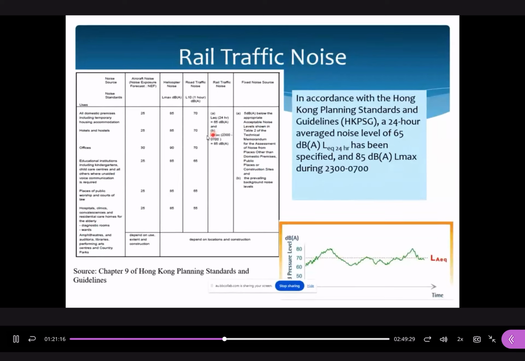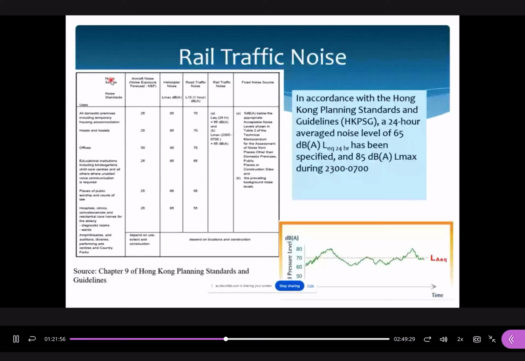Let us look at this figure. In the first two lectures, I just showed these two columns to you when I talked about the noise exposure forecast. Now, when you go to railway noise, this is the assessment criteria for railway noise. The equivalent level for 24 hours should not be more than 65 dBA, and the maximum level during 11 o'clock in the evening to 7 o'clock in the morning should not be more than 85 dBA.